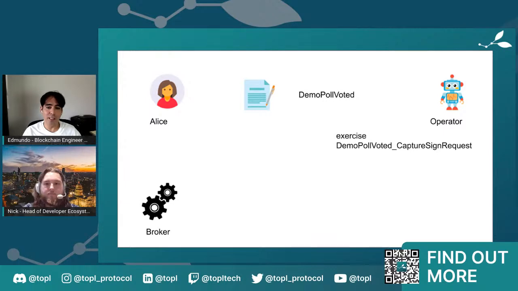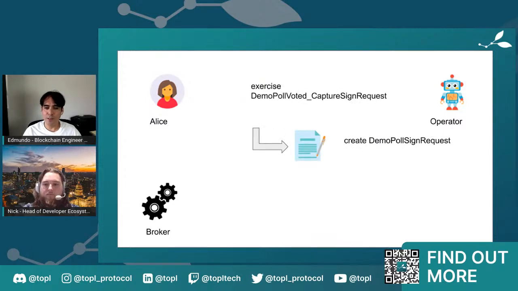The operator will capture this. It will exercise the demo poll voted capture signed request. And when doing this, it will create the demo poll signed request. Just recall here that Alice, or the user, never talks directly to the Bifrost node. We are always talking to the DAML node. That means that we are always trying to look for contracts and exercise the choices.